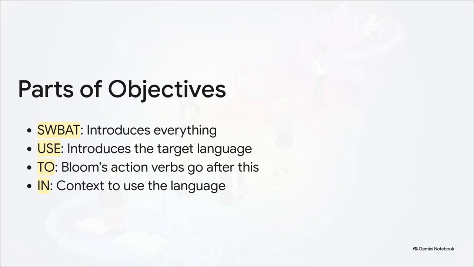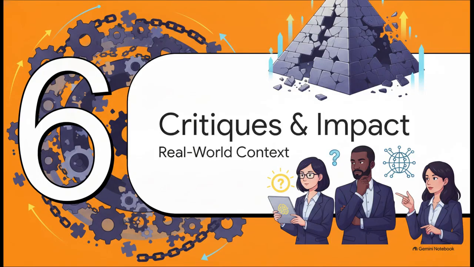So a full objective might look like this. Students will be able to use the past tense to compare historical events in a written essay. That one word, compare, tells everyone exactly where they are on Bloom's taxonomy. Finally, Section 6, Critiques and Real-World Impact.